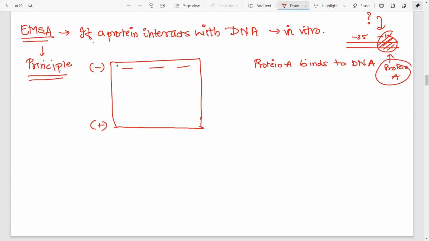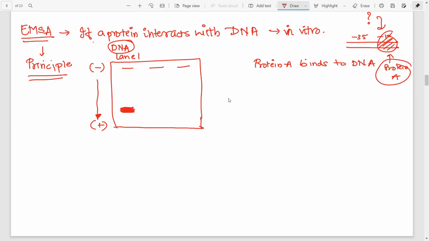So first, in lane 1, I will just add the DNA, only DNA. Obviously DNA itself is negatively charged, so it is going to be attracted to the positive electrode and it is going to travel this distance. Let's say the DNA travels to this point, and you get a band over here. So we say that yes, this DNA is there and it is traveling up to this particular point.